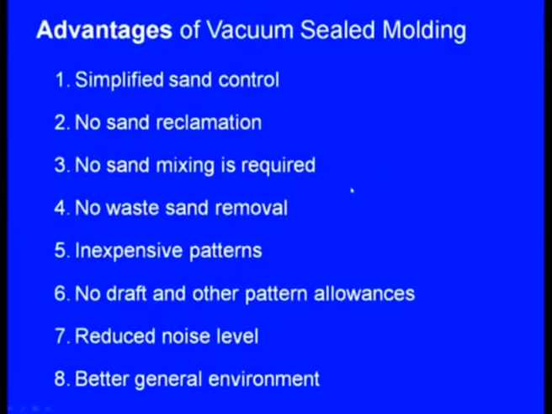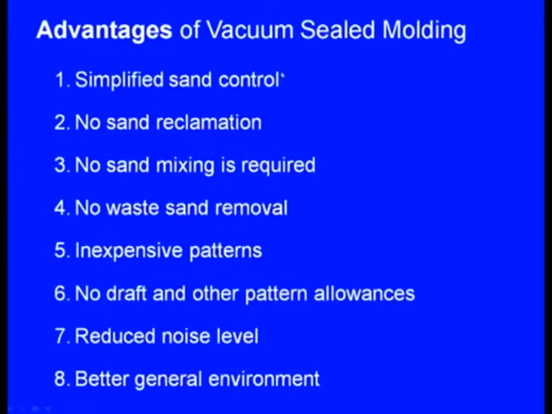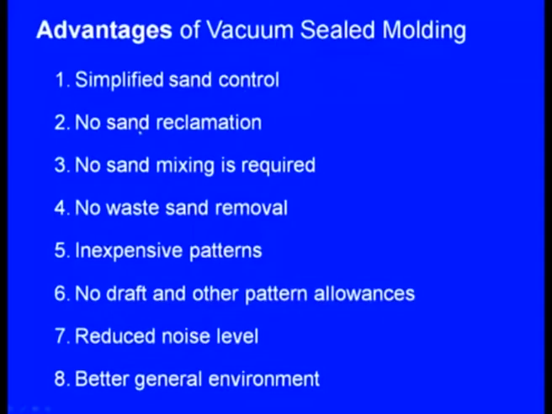Now, what are the advantages of vacuum sealed molding? Simplified sand control. First of all, there is no sand control. In the case of the green sand molding, we prepare the green sand by mixing base sand, moisture, clay and the additives. So, these ingredients are to be controlled very carefully, otherwise the molding sand may not have the required properties. So, here that sand control problem is not there, just take the dry sand and use it for making the mold. So, simplified sand control.